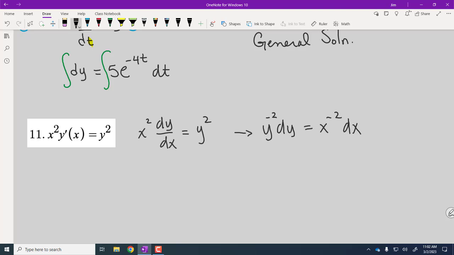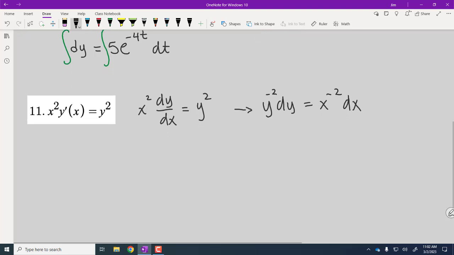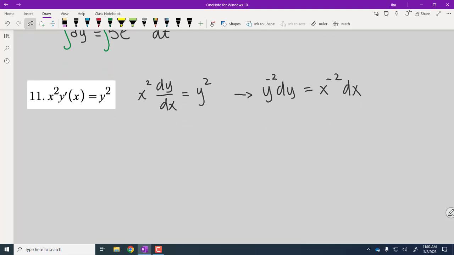All right, any questions on how we did that? So y prime is dy/dx in differential notation. Multiply by dx. Then you're dividing by x squared, you're dividing by y squared, then you're moving them up to the numerators. Or you can think of doing what I said before. You can multiply this side by x to the negative 2, multiply this side by x to the negative 2, then multiply this side by y to the negative 2, and that side by y to the negative 2. Whatever your strategy, whatever works.